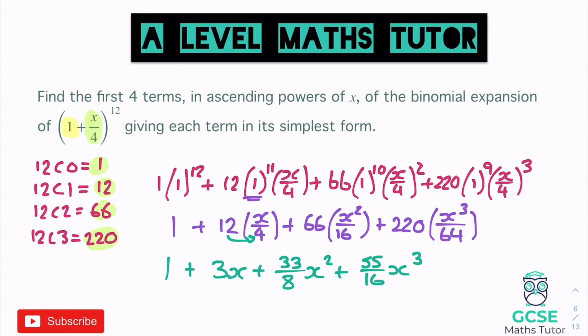There we go. So as I said again, we're getting these fractional coefficients of x squared and x cubed there. But that shouldn't put you off. We're just typing it into a calculator. So 66 over 16 just gave us that 33 over 8, and that's 55 over 16. Okay, but there we go. There's our final answer. There is the first 4 terms in ascending powers of x. And just showing you there not to be put off by these fractional pieces. But there we go.